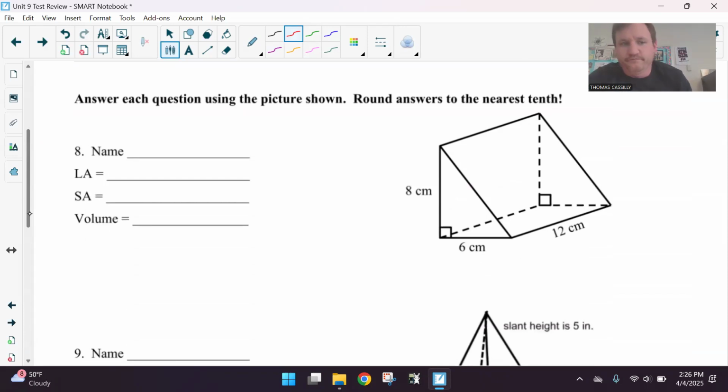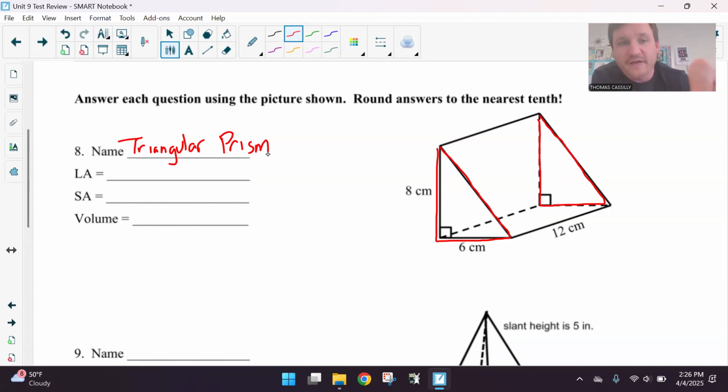Now, this first one, answer all of it using the pictures below. What is the name of this shape? First and foremost, this is a prism. I know it's a prism because it has two bases. The bases are those non-rectangular sides on this guy. In this case, it's a triangle, so we call it a triangular prism.